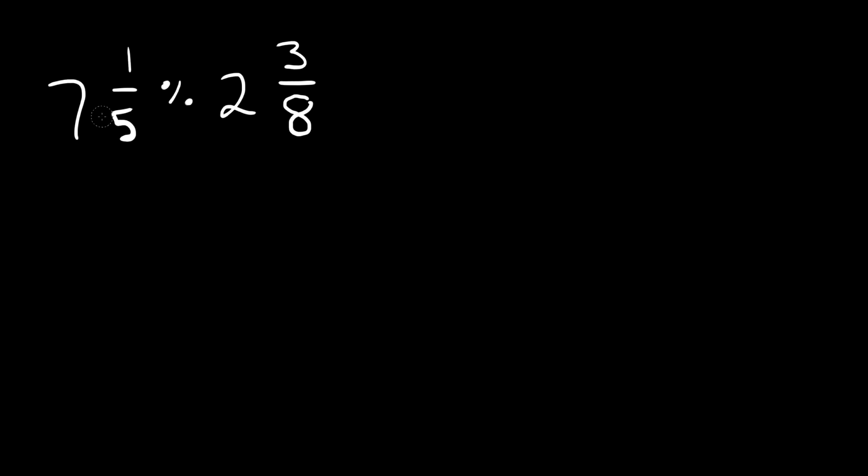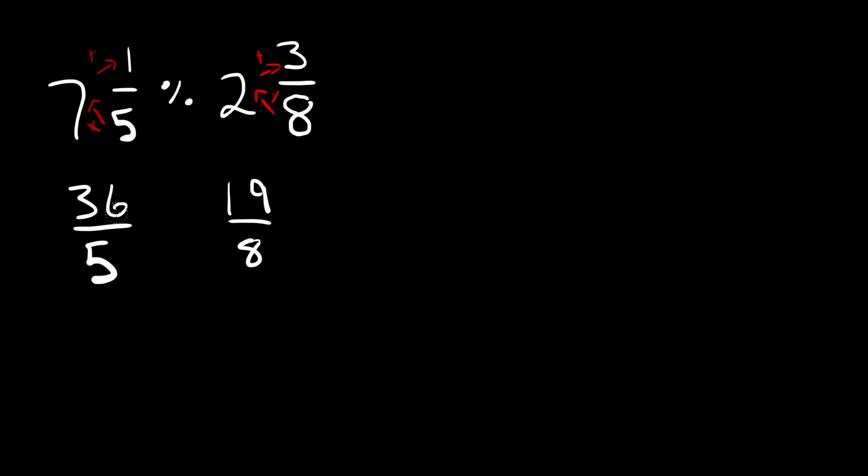And just like the other sections in this video, we're going to multiply the 5 times the 7, which gives us 35, and then we're going to add the 1, which gives us 36, and our new improper fraction is 36 over 5. We will now do the same thing to the other mixed number, so we're going to multiply 8 times 2, which gives us 16, and then we're going to add the 3, which gives us 19, with our new improper fraction of 19 over 8.